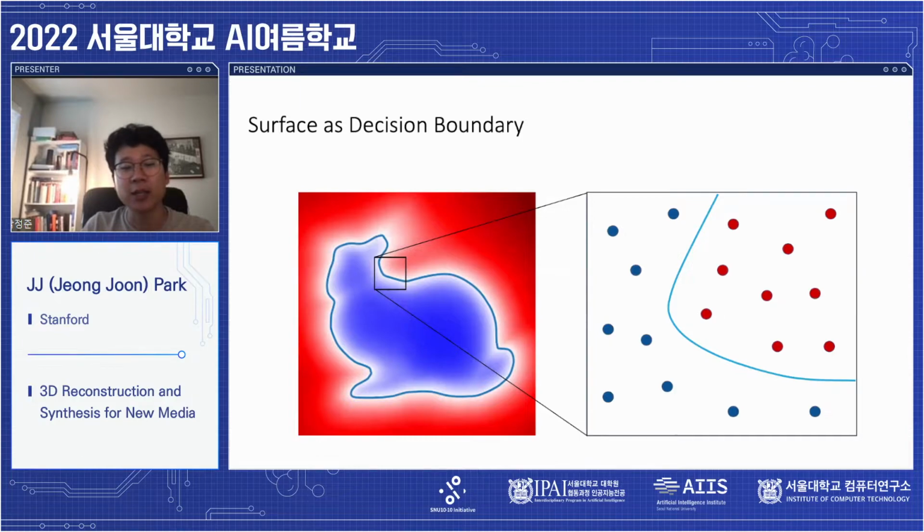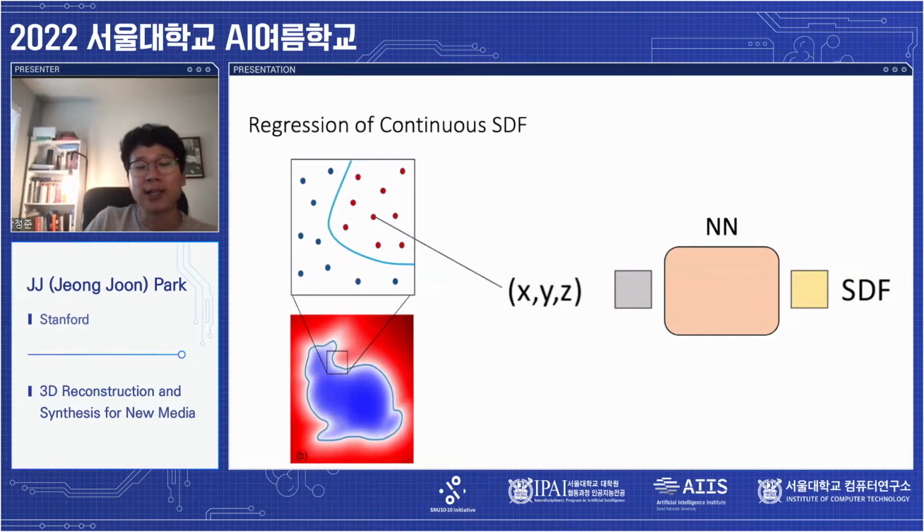So instead of modeling the scene using voxels, we take a fundamentally different approach, which is to describe the 3D surface as a decision boundary of a neural network. The key idea here is to directly regress the signed distance function with a fully connected neural network. Specifically, this network takes an XYZ coordinate and outputs the signed distance function at that position.